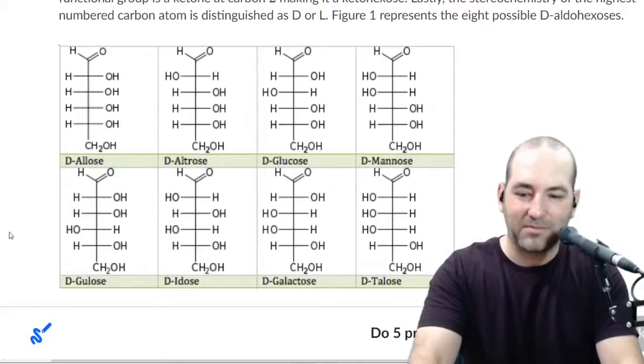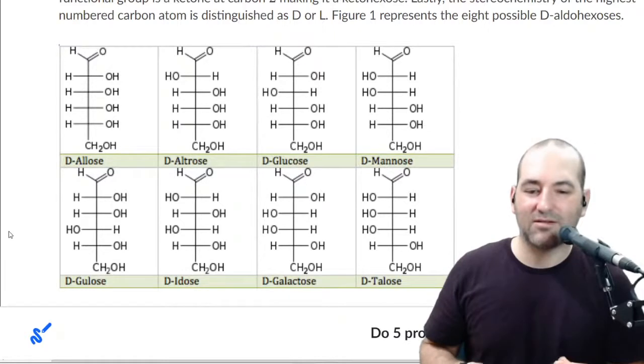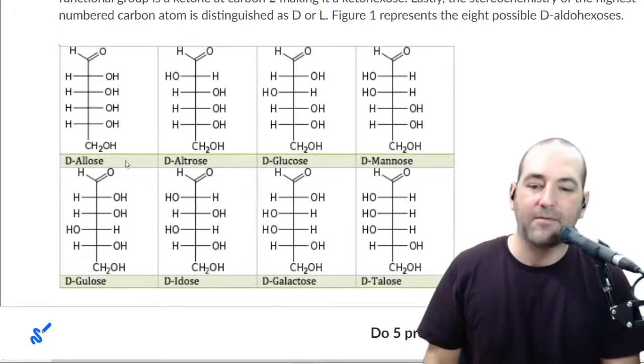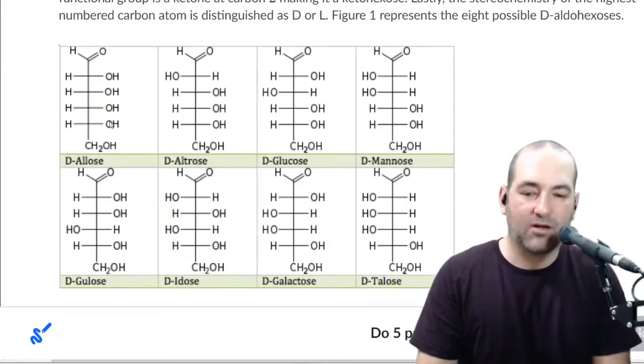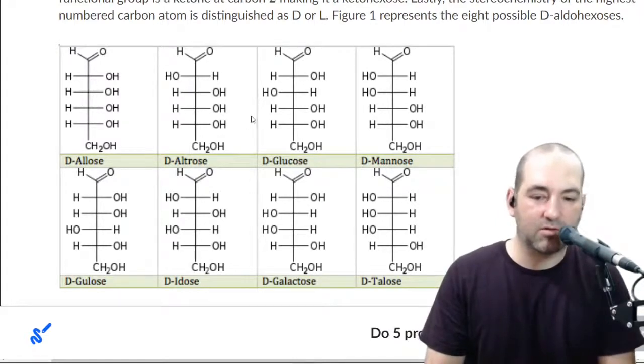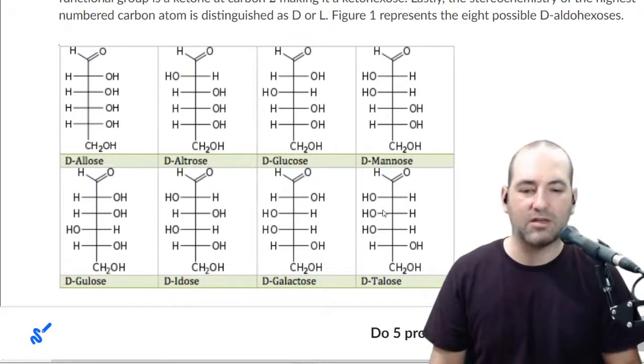Here we go. Okay. So here are some examples of different sugars. These are all aldohexoses, so these are aldehyde sugars with 6 carbons. And you'll notice they're all D. They all have the bottom OH over on the right. But they all have different names, and their names are related to the position of the other OHs. So allose, altrose, glucose, mannose, gulose, idose, galactose, and talose.